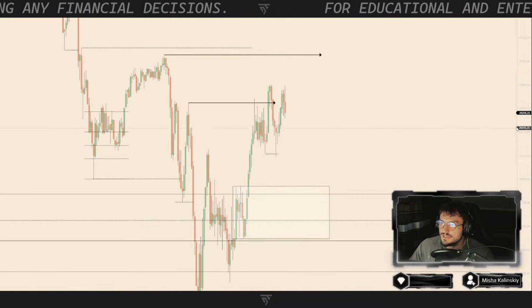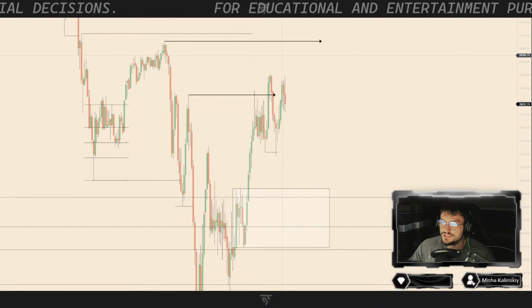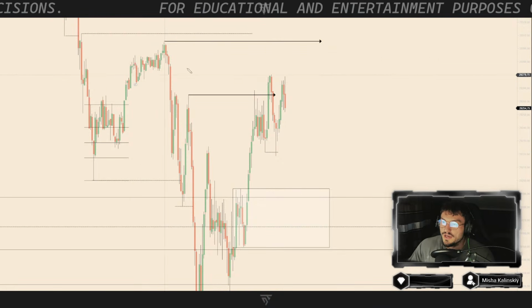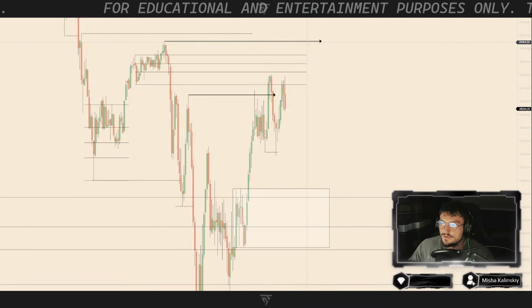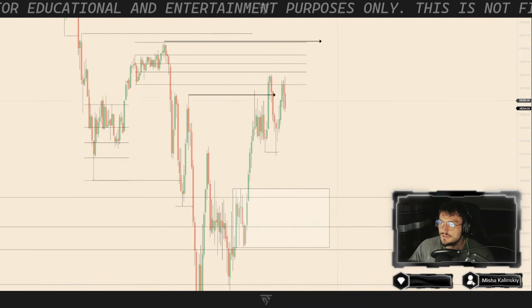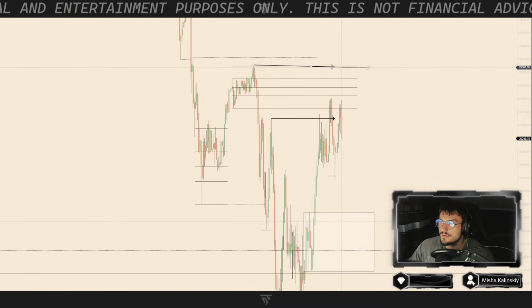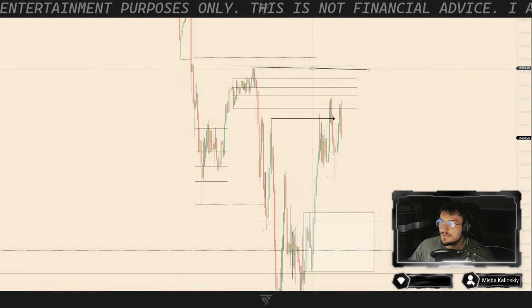Oh, we could see a small rejection coming out of the top of the range since we have an origin here that put in a new low. So beware of this. There we go.